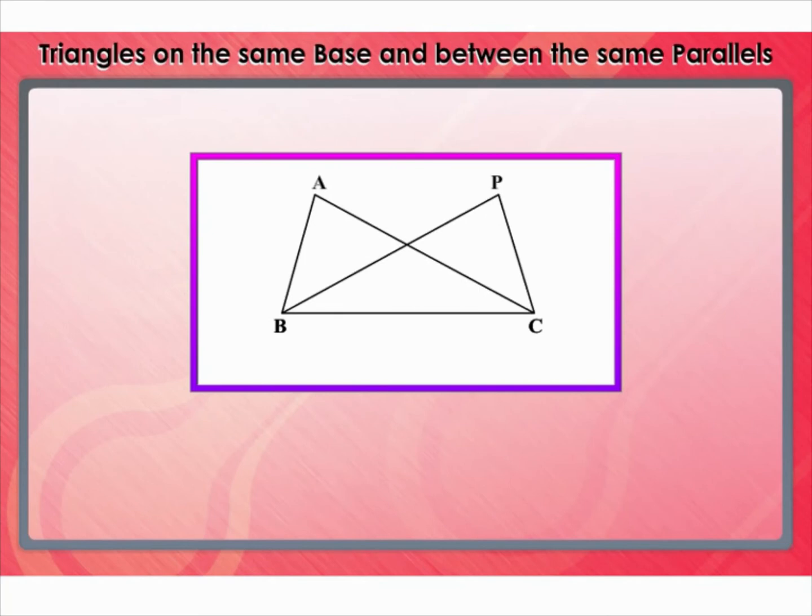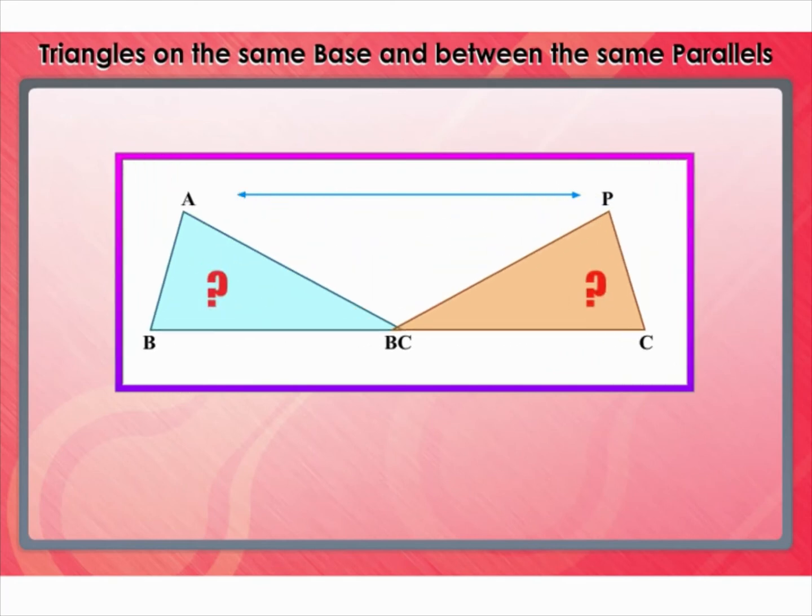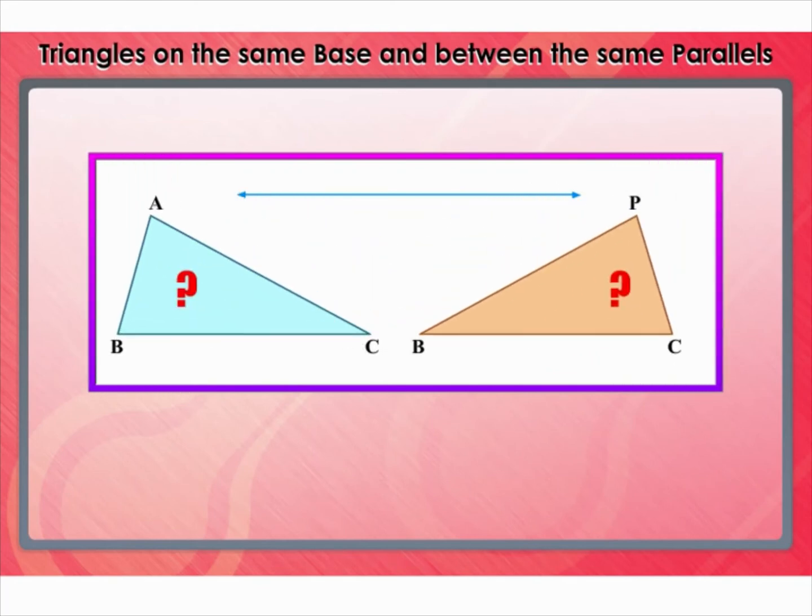Triangles on the same base and between the same parallels. Consider two triangles ABC and PBC on the same base, BC, and the vertices opposite to the base lie on a line that's parallel to the base. What can we say about the areas of these two triangles? Is there a relationship between the areas of the two triangles?